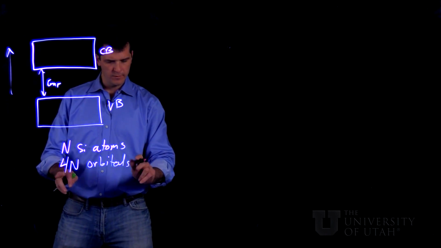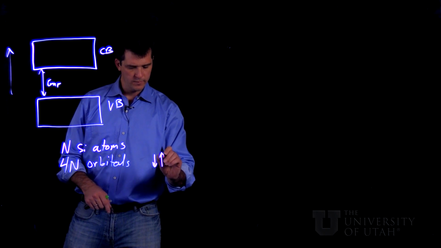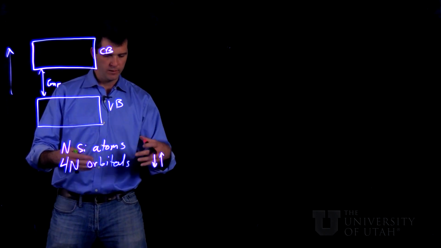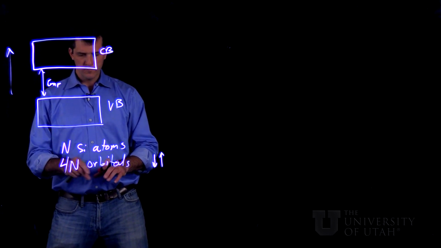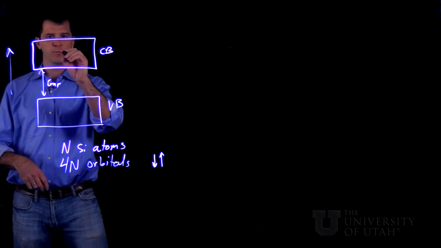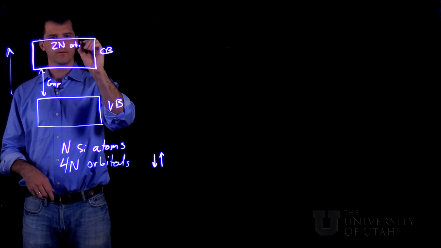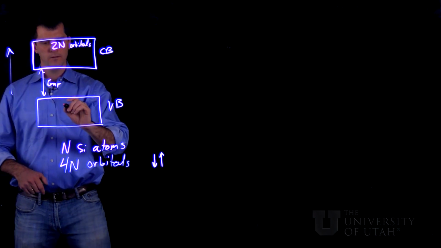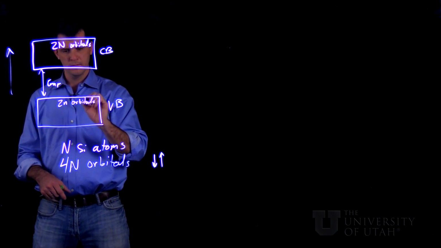And each of these orbitals can hold an up and a down electron, spin up or spin down. So this is the total number of orbitals. When we split these into the conduction and valence band, there will be 2n orbitals here and 2n here.